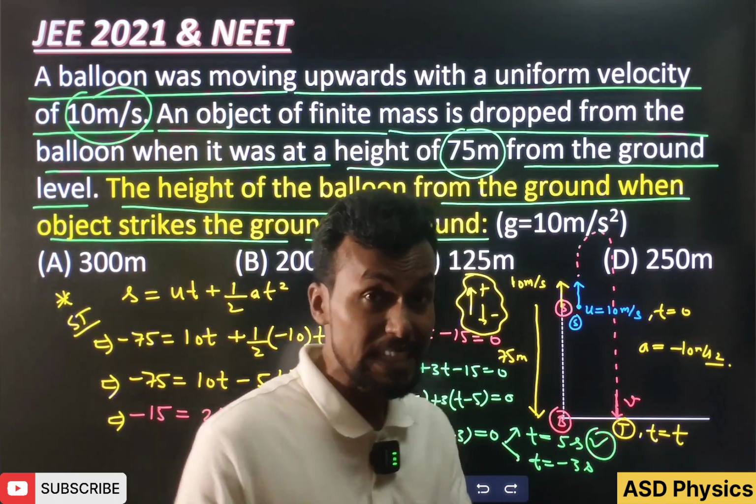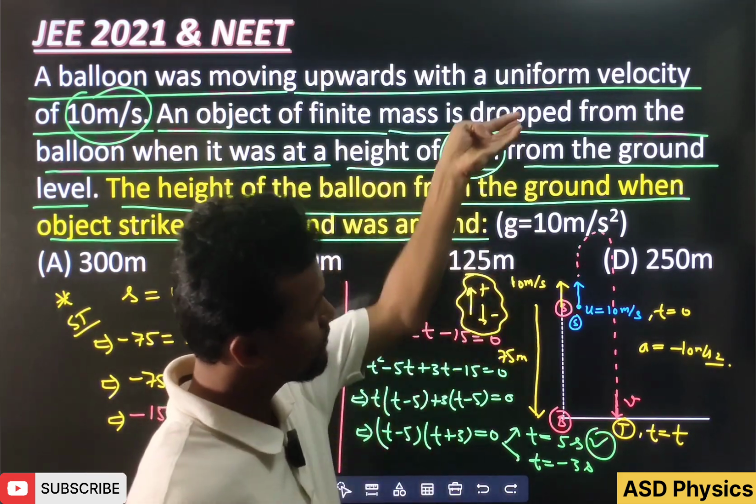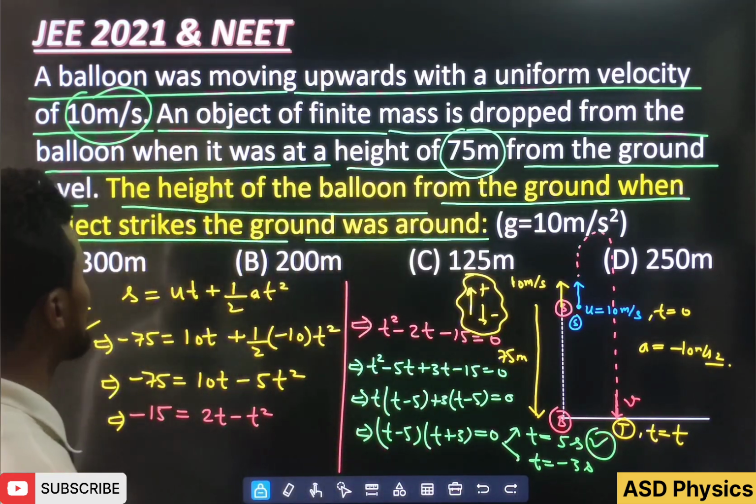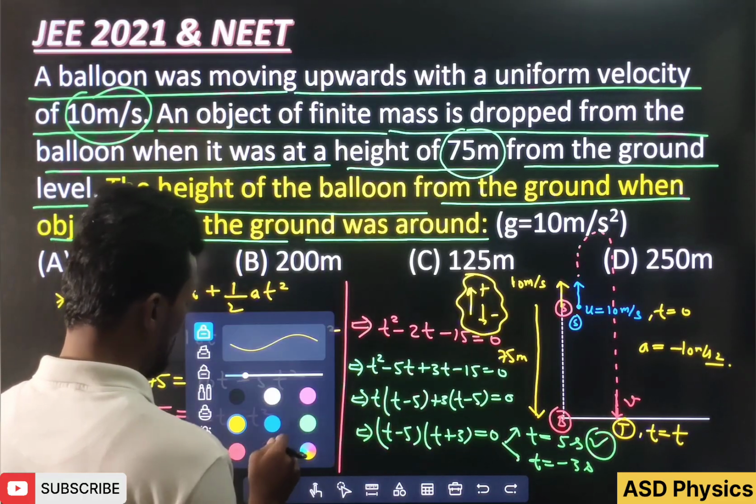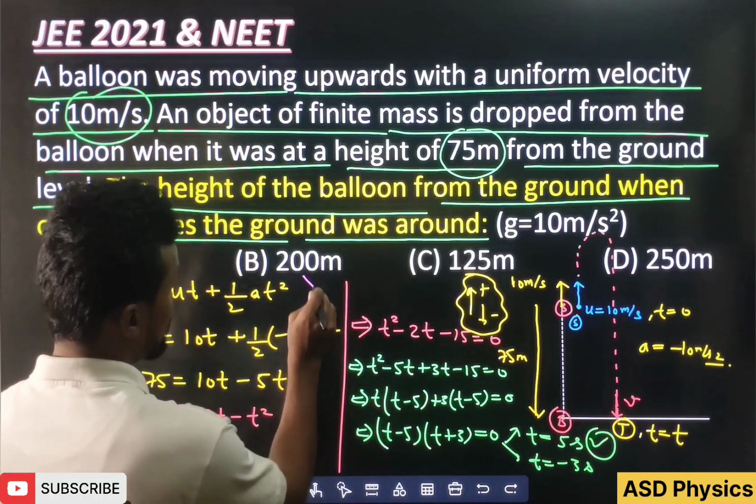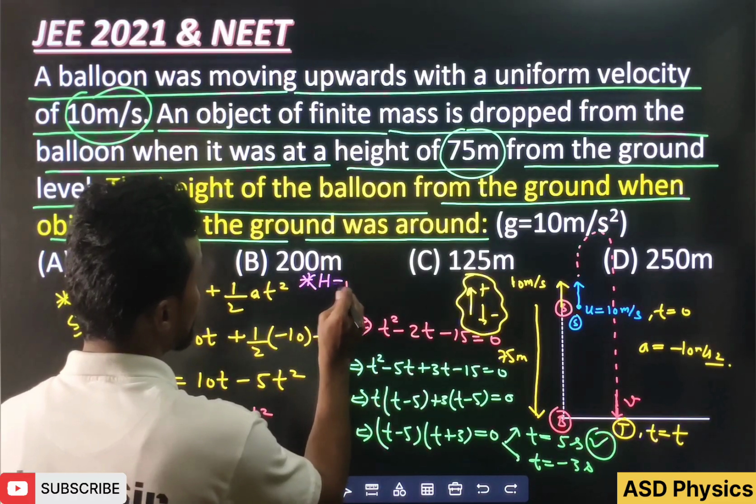That means the time taken by the stone to reach the ground is 5 seconds. In that 5 seconds, what will happen? The balloon will go in the upward direction. So in that situation, if I write how much height the balloon will go up, kindly see here the height of the balloon. So the height of the balloon will become how much here?